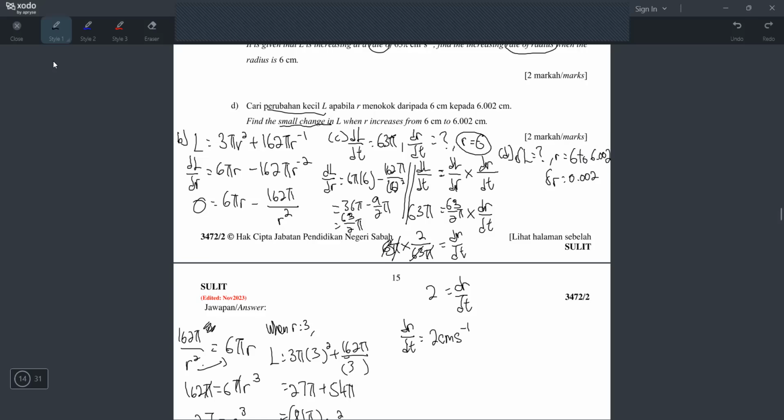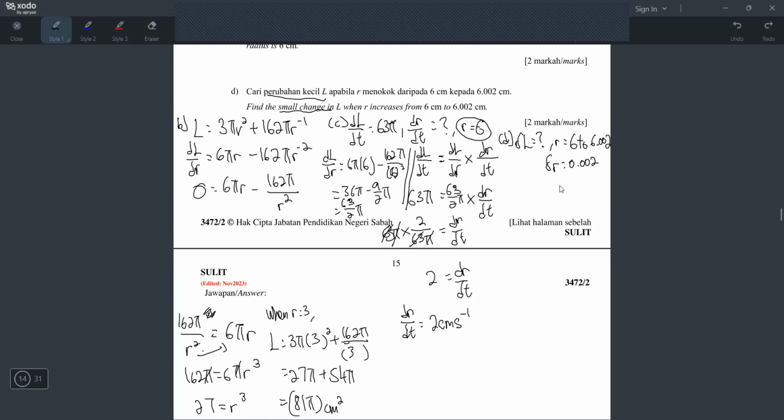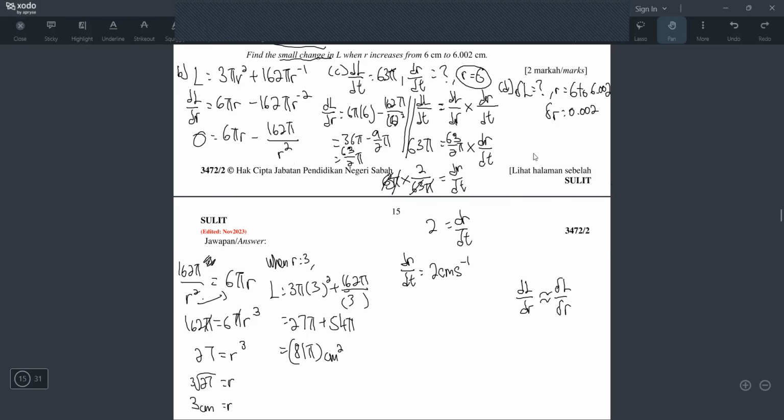And now, after writing down the information, it's time to use the formula. What's the formula? dL/dR. Okay, I write down here. dL/dR is almost equal to delta L over delta R, right? But you can see I leave a lot of empty space here. Later you will know why. Okay, delta R is 0.002. Delta L is my final answer. This is what I want to find at the end. So what do I have to find now? dL/dR. But let me ask you, can I put dL/dR equals 63 over 2 pi? Can I use the last question's dL/dR, 63 over 2 pi? Can I write the 63 over 2 pi here? The answer is cannot.